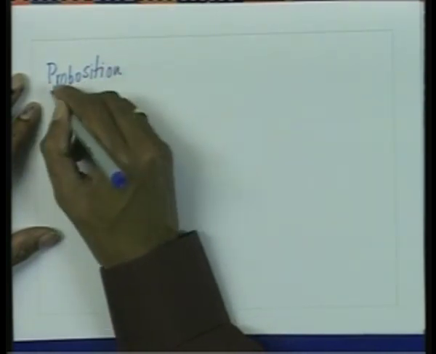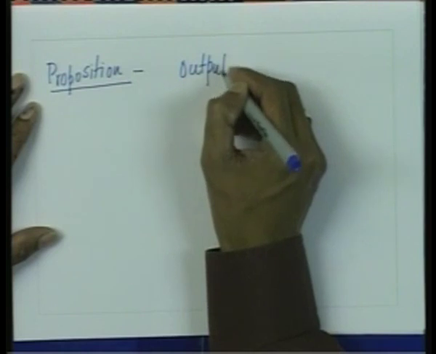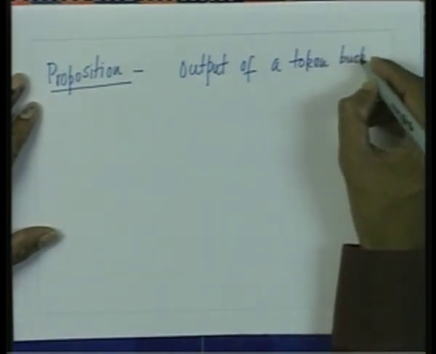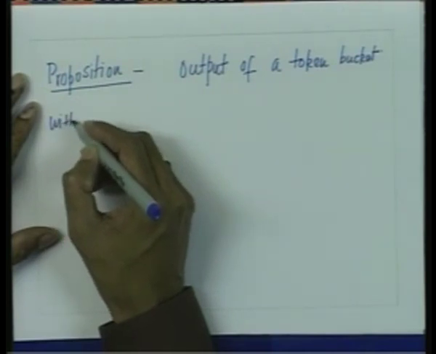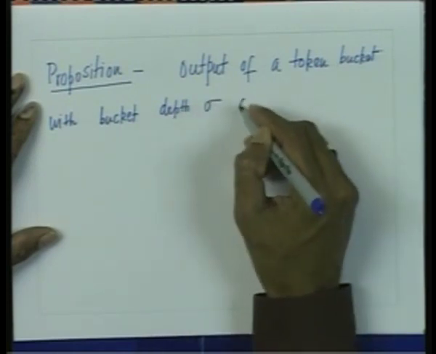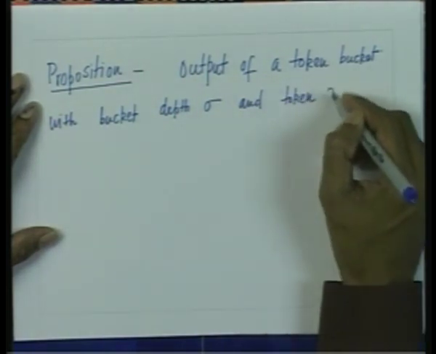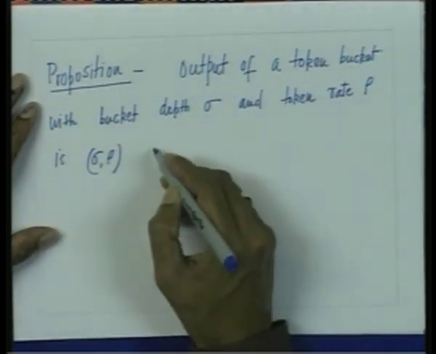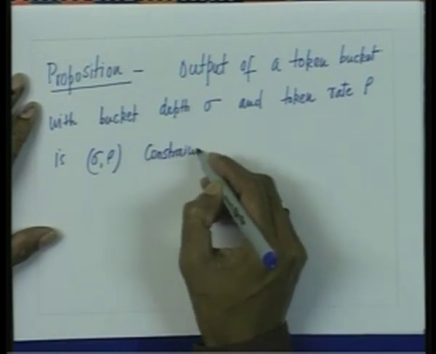It turns out that the output of a leaky bucket, so we just hold this simple proposition: the output of a token bucket with bucket depth sigma and token rate rho is rho sigma constrained traffic.